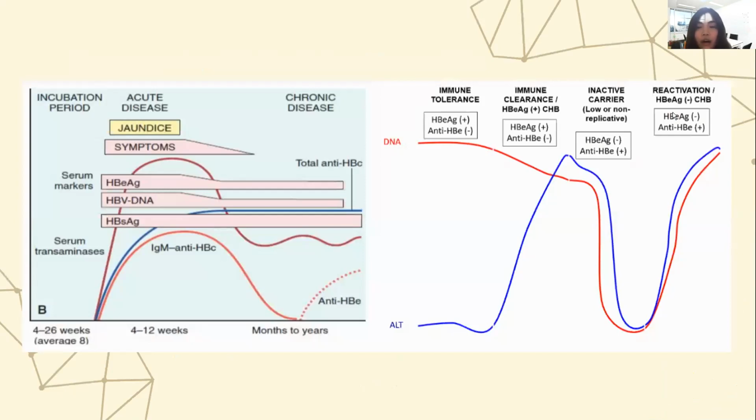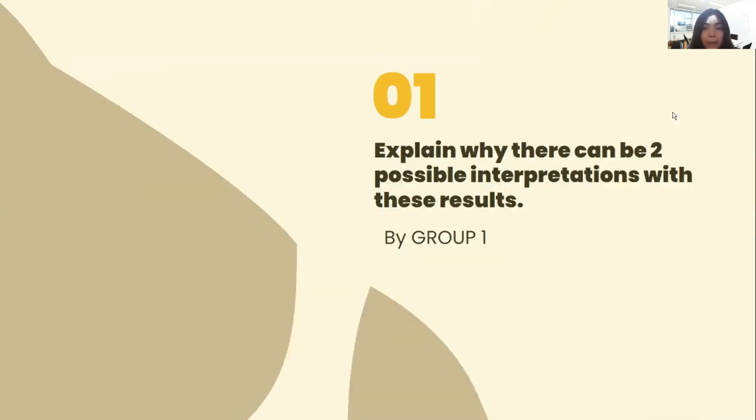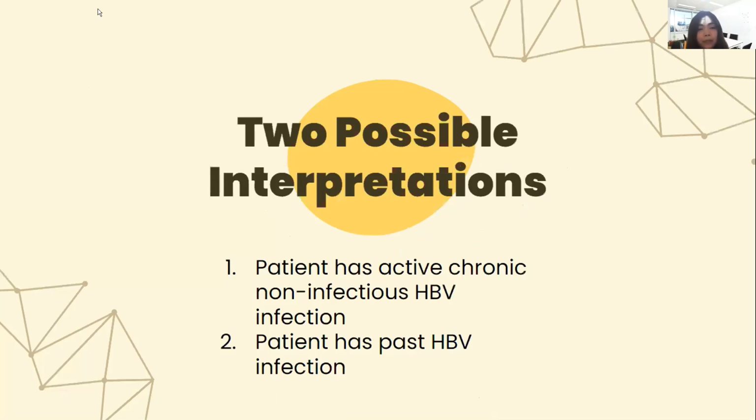Later, this picture will be discussed by group 2. So next slide, please. I am Tina Fe Aragon, group 1's representative, and I'm here to explain why there can be two possible interpretations of these results. Next slide, please. Our first interpretation is that the patient has active chronic non-infectious hepatitis B virus infection. And our second interpretation is that the patient has past HBV infection. So why can there be two possible interpretations in this case? Next slide, please.